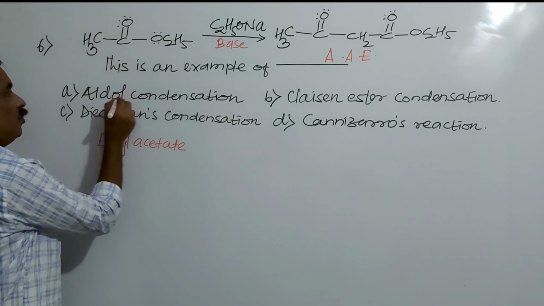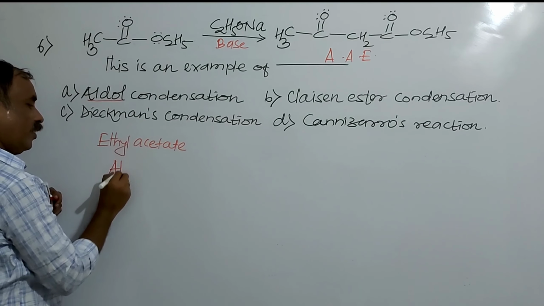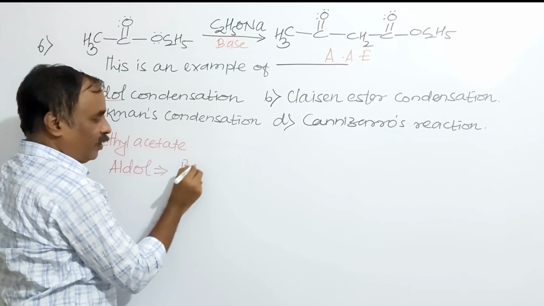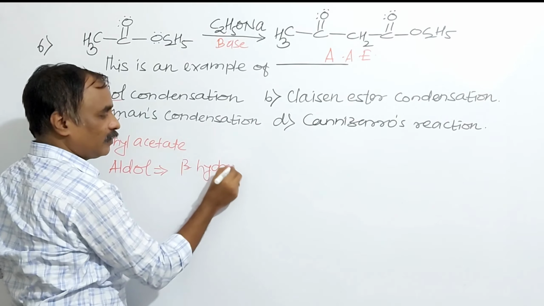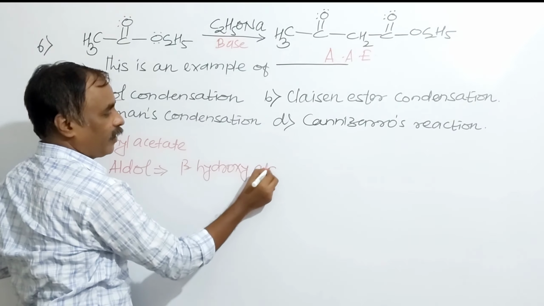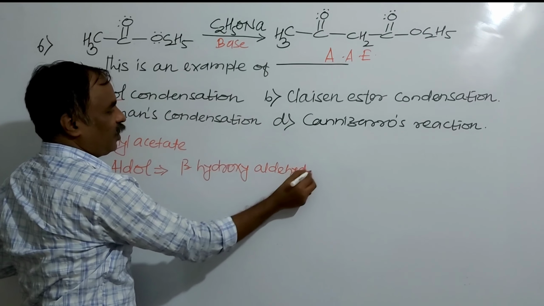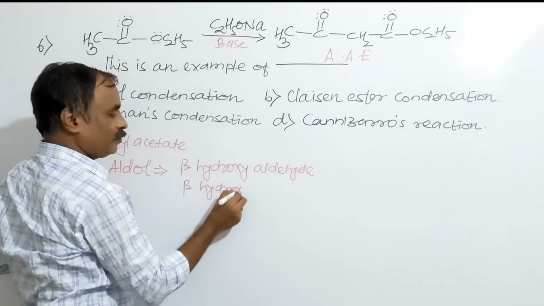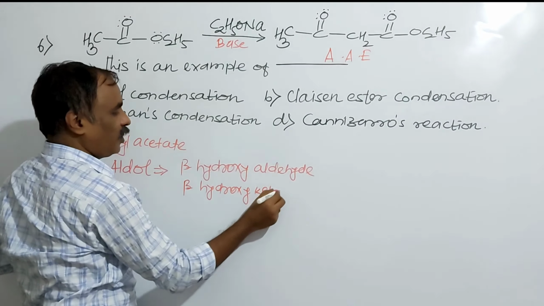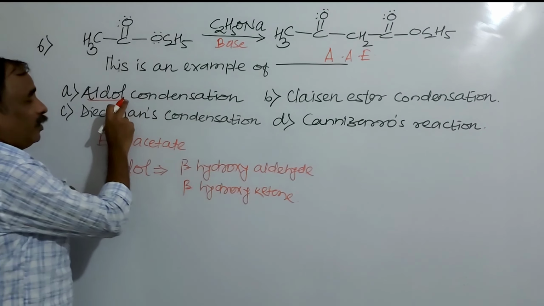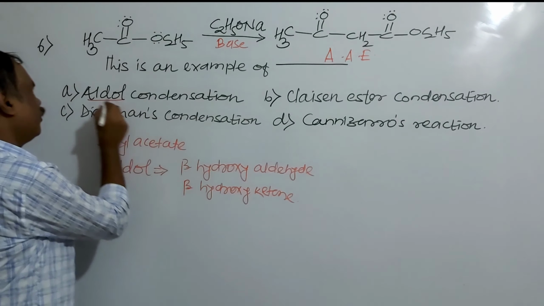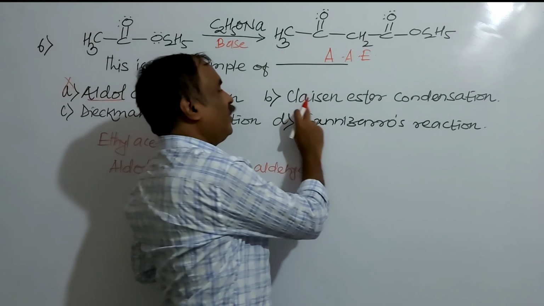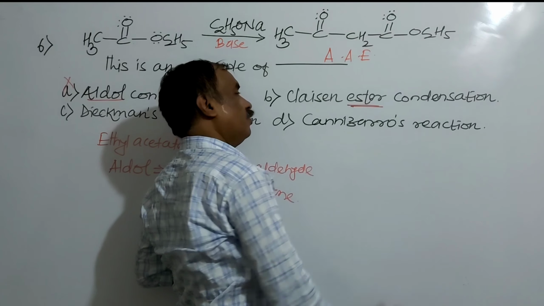Here, what is aldol? The meaning of aldol is either a beta hydroxy aldehyde, and if it is a ketone, then it will be a beta hydroxy ketone. In aldol condensation, there is no ester, so the first option is ruled out. Claisen ester, here an ester is given out.